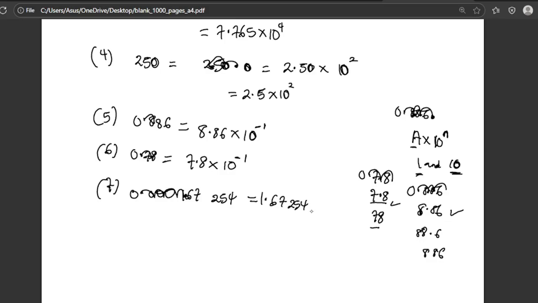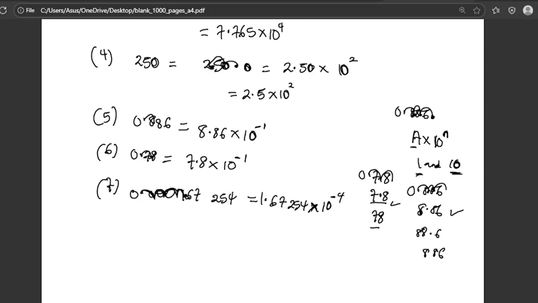That's 1.67254 times 10 to the power what? 10 to the power minus something. It's minus because the original number is less than 1. So minus what? How many times did I move the decimal point? That is 1, 2, 3, 4. That's 4. So it's times 10 to the power minus 4.